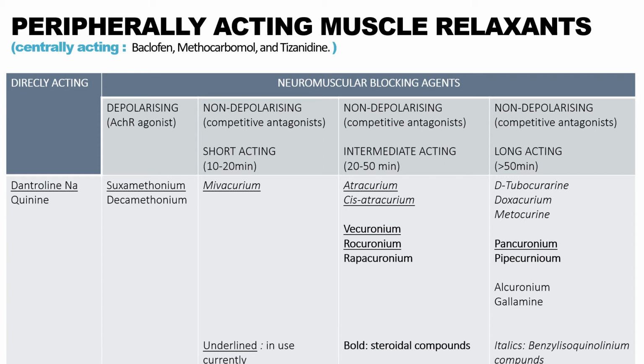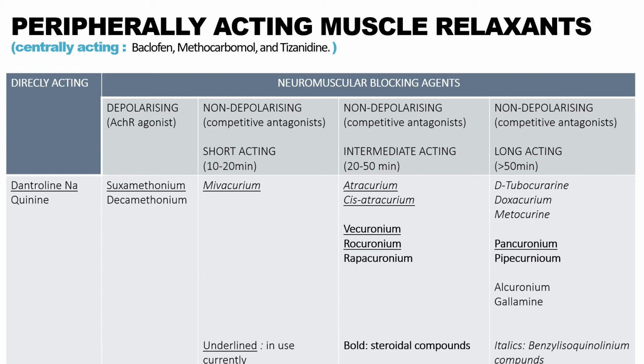Cisatracurium is an isomer and has similar activity, and metabolism also takes place through ester hydrolysis and Hofmann degradation. Vecuronium and rocuronium are in use, of which rocuronium is more commonly in use, and it can be a replacement for suxamethonium in rapid sequence intubation in situations where suxamethonium is contraindicated. The other, rapacuronium, is not in use in current practice.